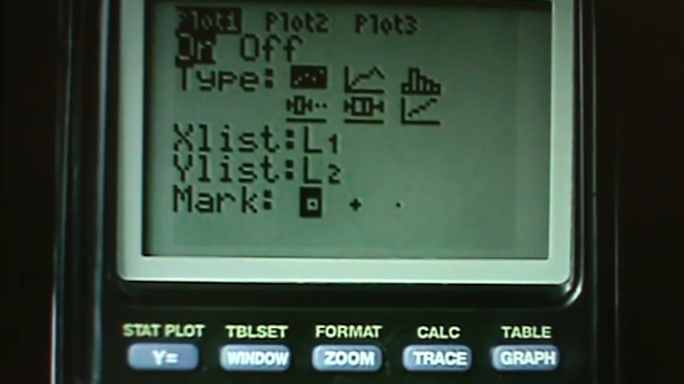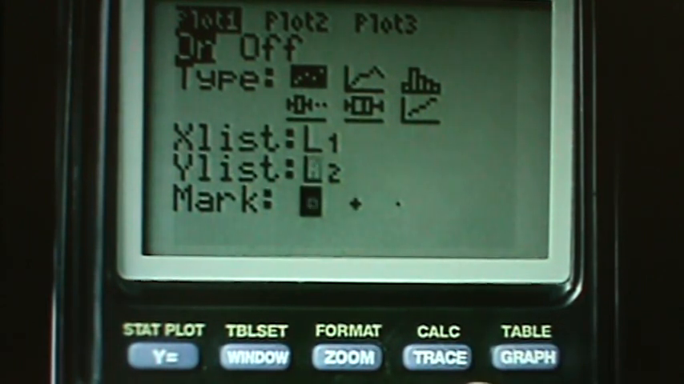We could make different settings, though. We could designate that L3, for example, would be the Y components of these if we had items in list number 3. Also, the marks that are made on the graph can be changed using these various designations. But let's just use the default item, and away we go.